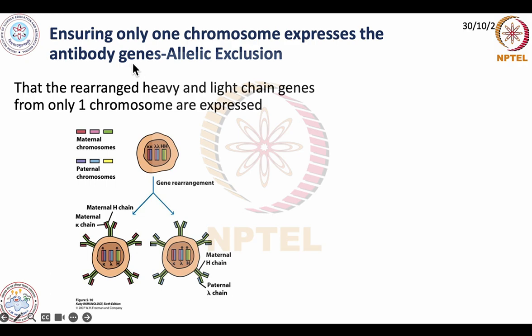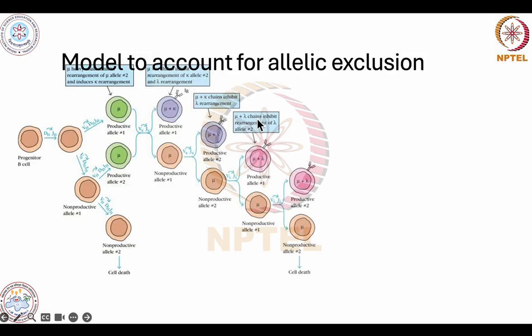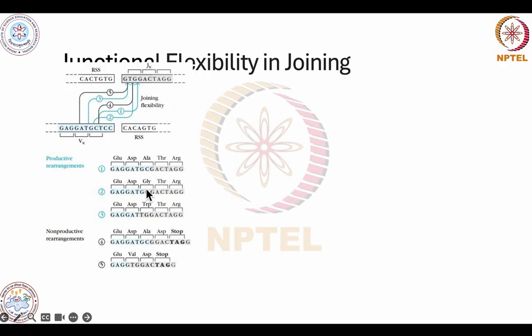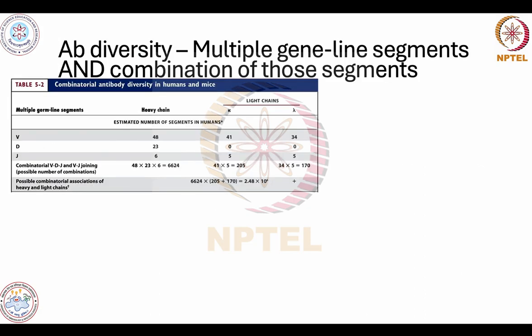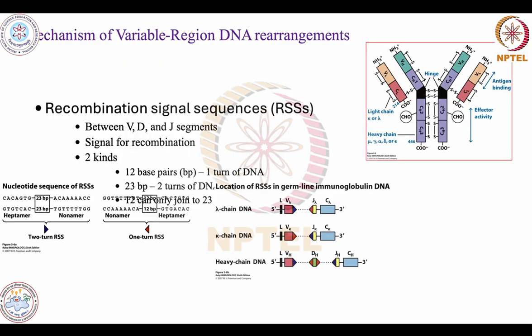Ensuring only one chromosome expresses the antibody genes is allelic exclusion, where the rearranged heavy and light chain genes from only one chromosome are expressed. Model to account for allelic exclusion. This is junctional flexibility in joining, and class switching. Switch region, switch recombinant, switch factor, activation induced cytidine deaminase. Antibody diversity comes from multiple germline gene segments and combinations of those segments. Mechanism of variable region DNA rearrangements.